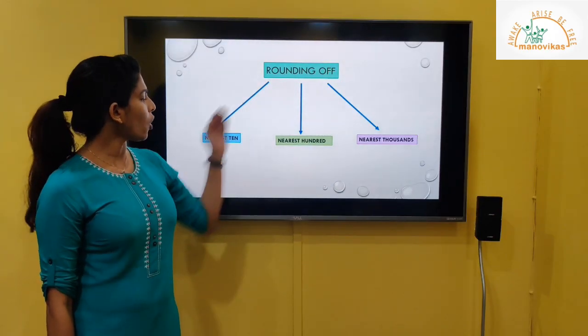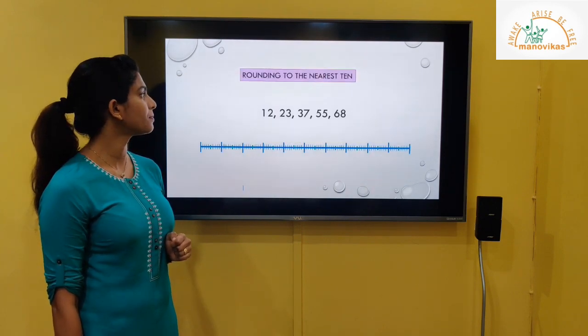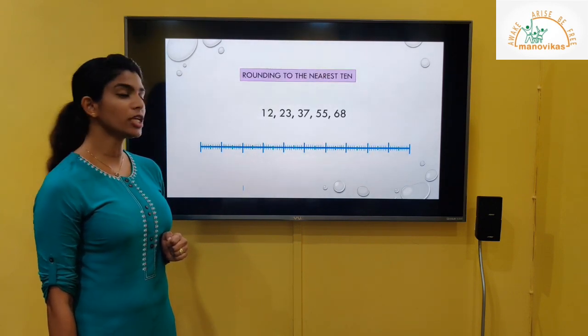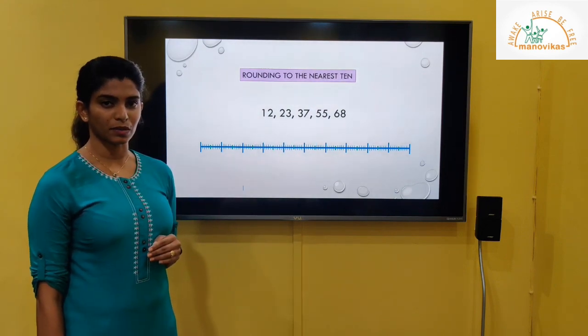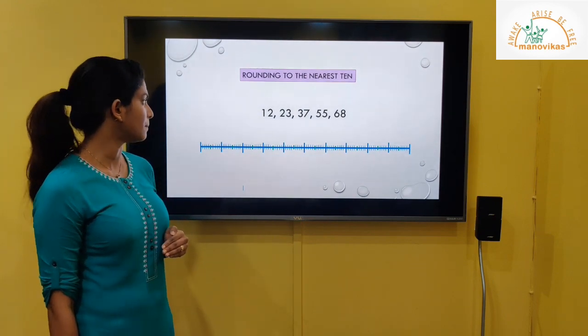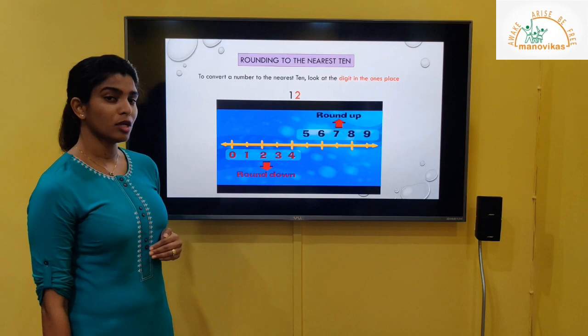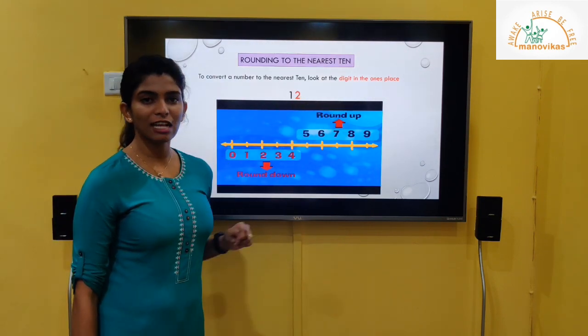Now, rounding off is done to the nearest 10, nearest 100, nearest 1000. First we will learn rounding to the nearest 10. Here are a few numbers which we have to place on the number line. Remember, to convert a number to the nearest 10, look at the digit in the ones place.